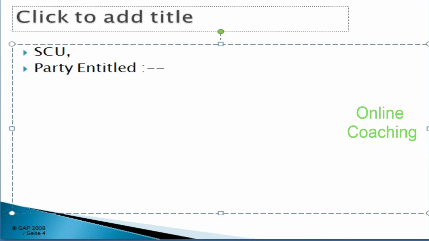So what is meant by this party entitled? That is nothing but the owner of the stock. Is it clear now? No. Yes, okay, this word is very much limited to the EWM only. There's nothing to do with it in the ERP. So party entitled usually means the owner of the stock. Usually it will be the plant only.